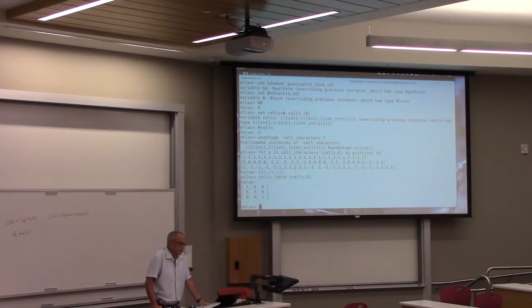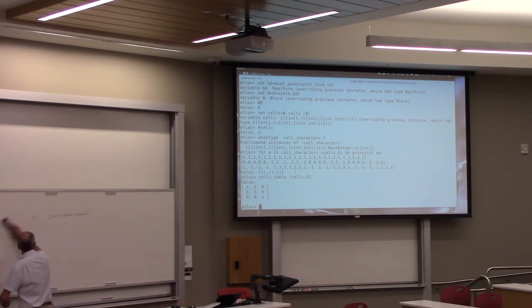That's an interesting suggestion. Okay, so Peter had asked about how you find interesting blocks of representations besides the block of the trivial. Let me say one word about that.